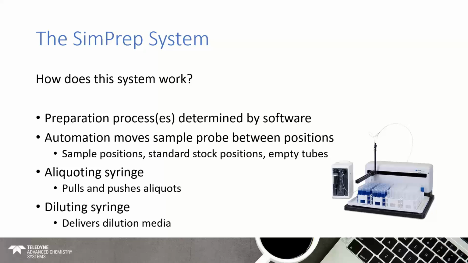So the dilution syringe, the larger syringe, that's what delivers the larger volume of media. So for example, if you wanted to do a 1 in 10 dilution, you'd send the sample probe to a sample position, pull up 1 ml of sample, and then move the sample probe to an empty tube. And then from there, you dispense the 1 ml of your sample, and that would be followed by 9 milliliters of your diluted media. Something quite simple.